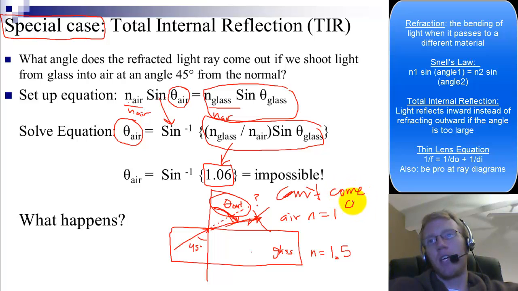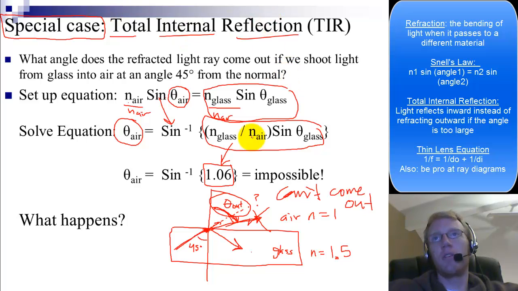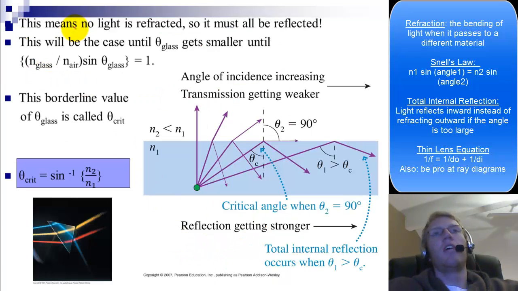What happens if the light ray can't come out? When it hits right here, it physically is not able to get out, so instead the entire light ray reflects and stays down inside. So this phenomenon is called total internal reflection. It's a very descriptive name. The entire light beam reflects and it stays internal or inside of the material. Okay, so no light is refracted, so it must all be reflected. And again, that depends on the angle.